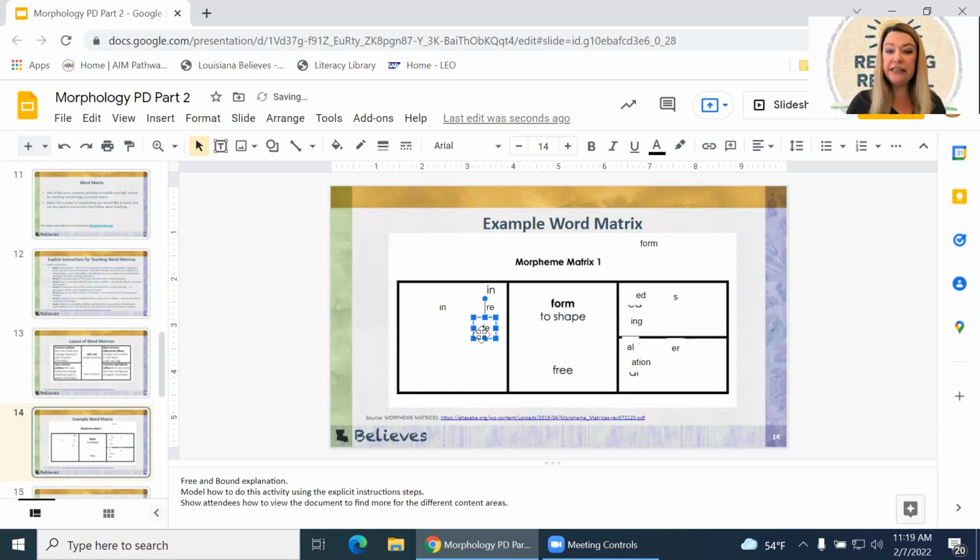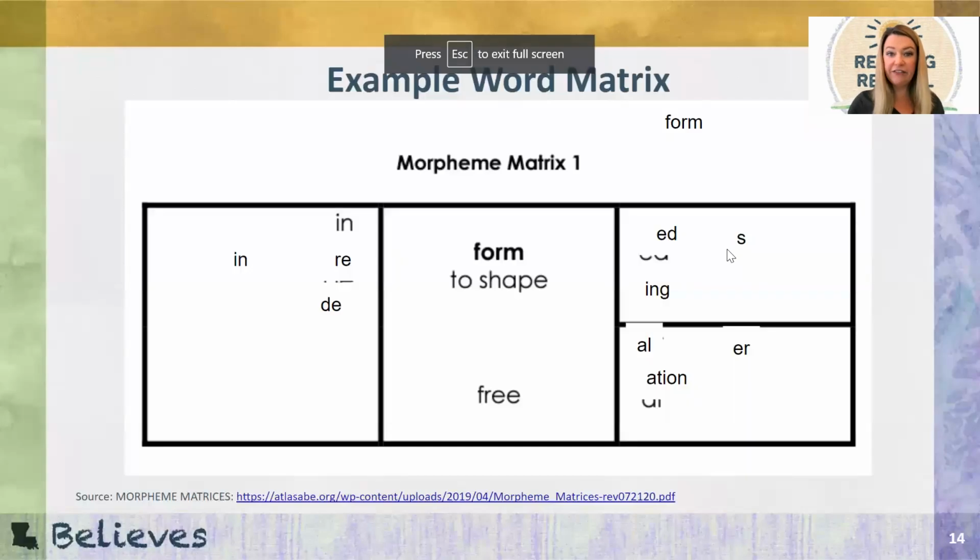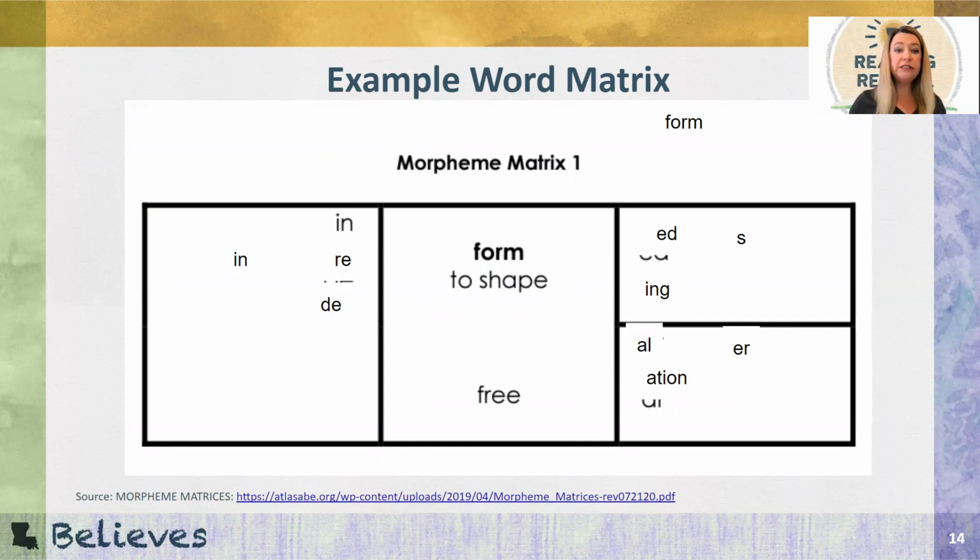And once you see these different prefixes and suffixes and bases, you can apply these meanings to all the different words you see. So if you see any word with the base form in it, you will understand now that that means it's to shape something. Something's being shaped. Or if you see the prefix re in another word, any word, it means to do again. So you're going to start to apply these to different words.